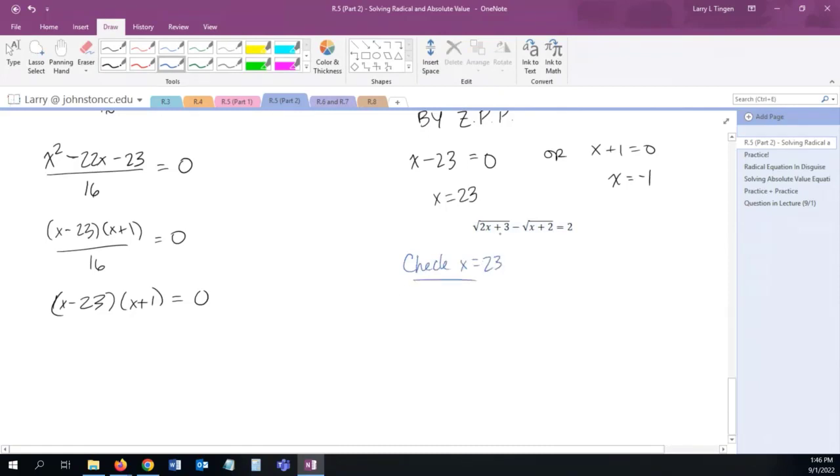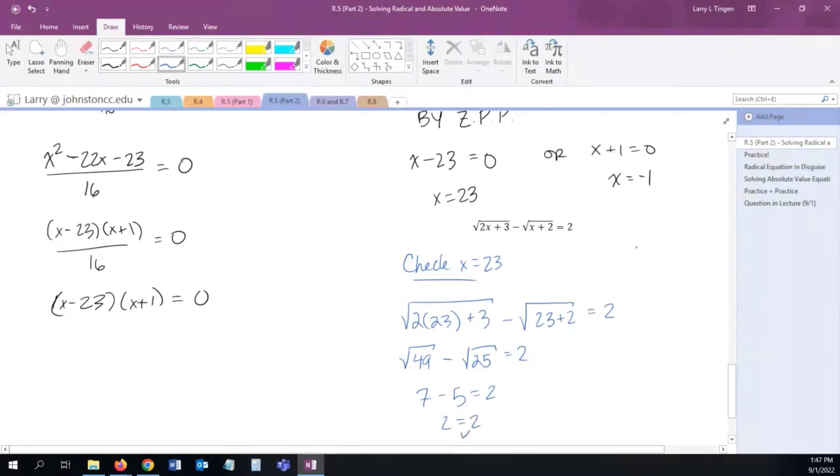X equals 23. I'm taking it back to the original. 2 times the square root of 2 times 23 plus 3, minus the square root of 23 plus 2 equals 2. 23 times 2 is 46. 46 plus 3 is 49. 23 plus 2 is 25. The square root of 49 is 7. The square root of 25 is 5. 7 minus 5 equals 2. That checks.